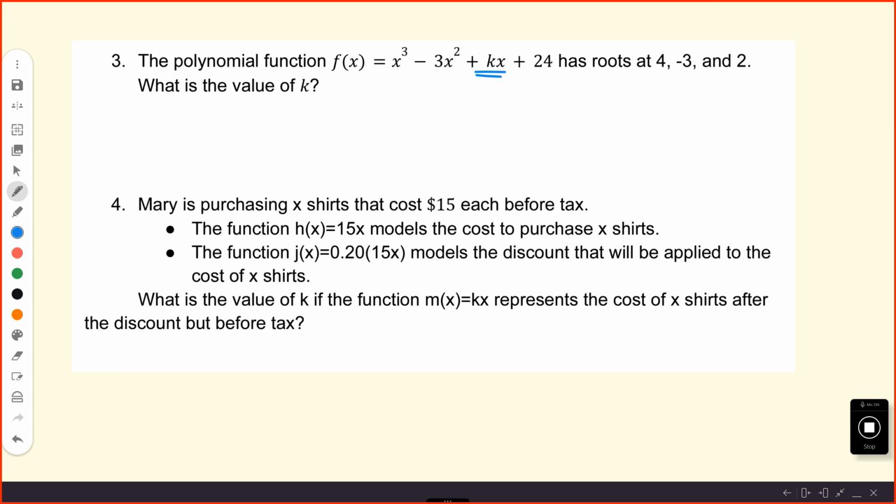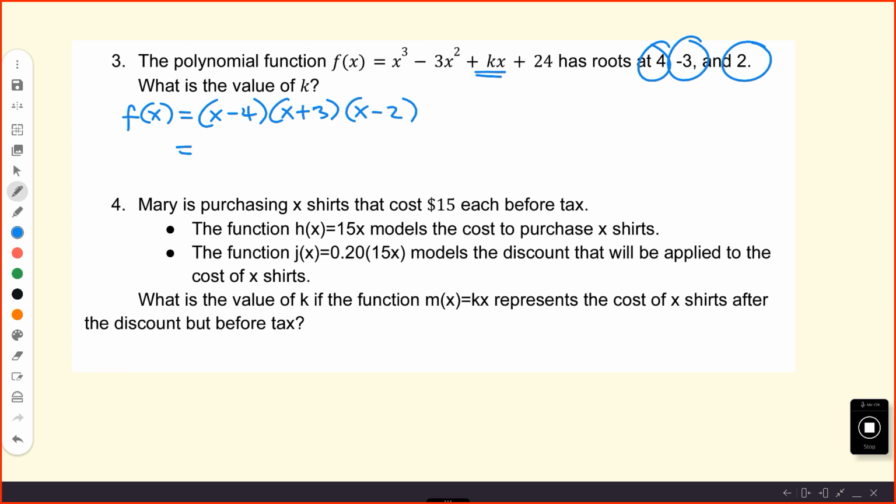Okay, so again, the polynomial is represented as f of x, and we just have to write the roots as factors, right? So we got 4, -3, and 2 as the roots. So I can write this as x minus 4, and then x plus 3, and then x minus 2, okay? And we know that all of these factors will just be multiplicity of 1 because the given polynomial is cubic, right? All right, so we just have to simplify this.